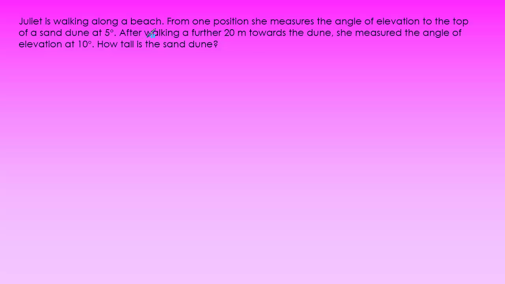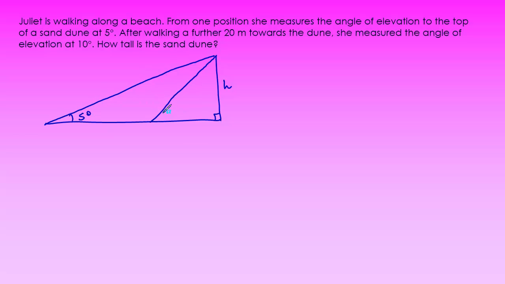Juliet is walking along a beach. From one position she measures the angle of elevation to the top of the sand dune at 5 degrees. After walking a further 20 meters towards the dune, she measured it at 10 degrees. How tall is the sand dune? So if this is the dune just here, the height is h, and let's say from here she measured 5 degrees, and from here she measured 10 degrees. So we know this distance here is 20 meters, and let's say the distance from here to here is x.